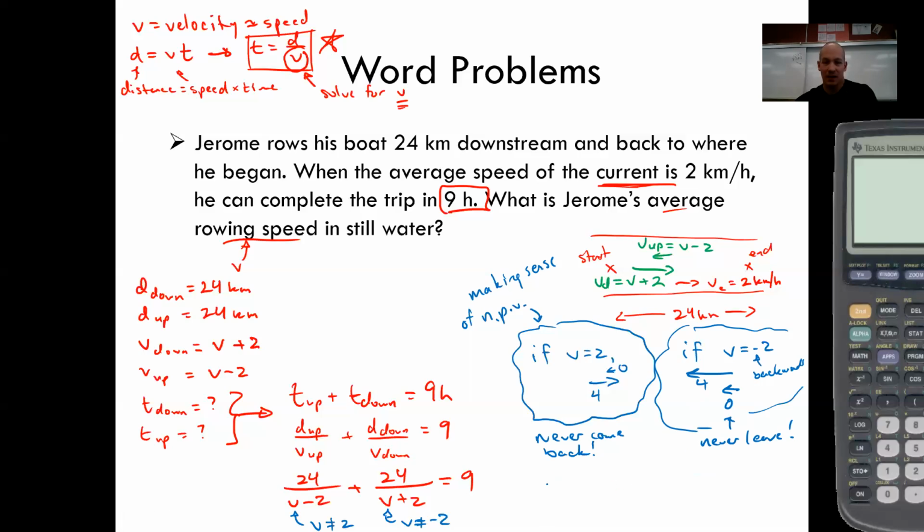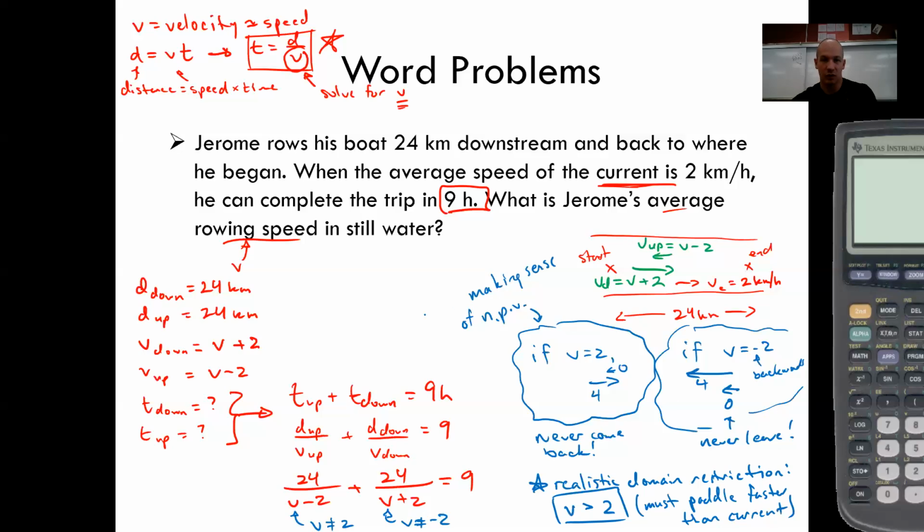And in fact, there's another, a realistic domain restriction. This just comes from the realism of the problem. Your velocity just better be bigger than 2 in general. Why is this? If you went any speed less than 2, you wouldn't ever be able to overpower the current. You must paddle faster than the current, or else you'd just never come back. If the current's pushing you down at 2, you've got to paddle at least bigger than 2 to get back. Okay, so we have that restriction.